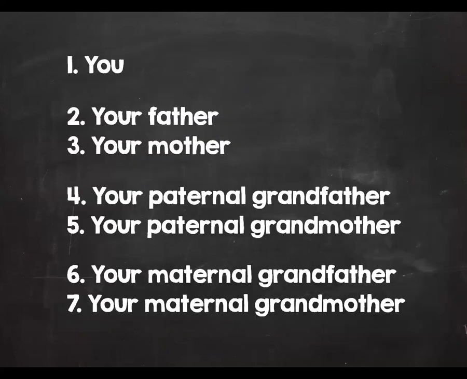Here is how the numbering in an ahnentafel works. Subject, let's say that's you, is number 1. Your father's number 2, your mother number 3. Paternal grandparents are 4 and 5. Your maternal grandparents are 6 and 7, and so on, all the way back in time, as far as it's possible to research anyway. Soon the numbers can get into the thousands. Notice that in every father-mother pair, the father has an even number and the mother has an odd number.